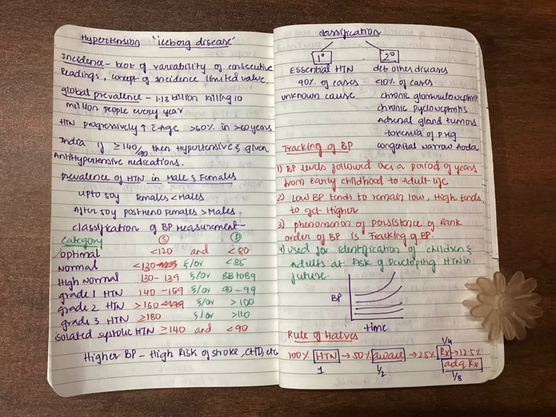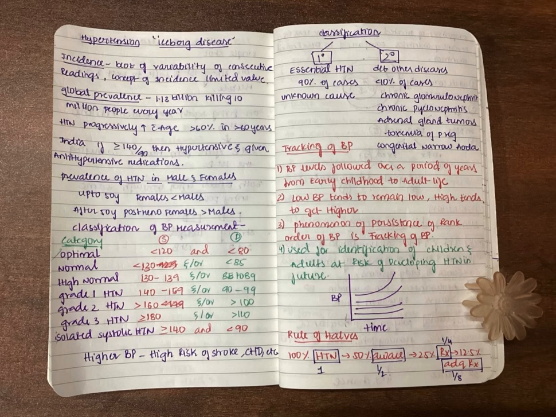Now coming to classification of BP, we have two classifications. One is classification of BP measurement and second is classification of hypertension. Coming to BP measurement, we have 7 subcategories. One is optimal, second is normal, third is high normal, grade 1, grade 2 and grade 3, and then isolated systolic hypertension. Let us talk about 2 categories at a time, right? For optimal and normal, the systolic is less than 120 and less than 130 respectively, and the diastolic is less than 80 and less than 85 respectively.